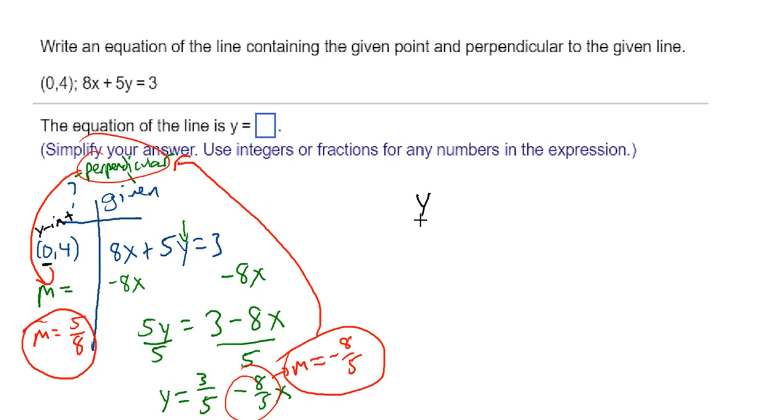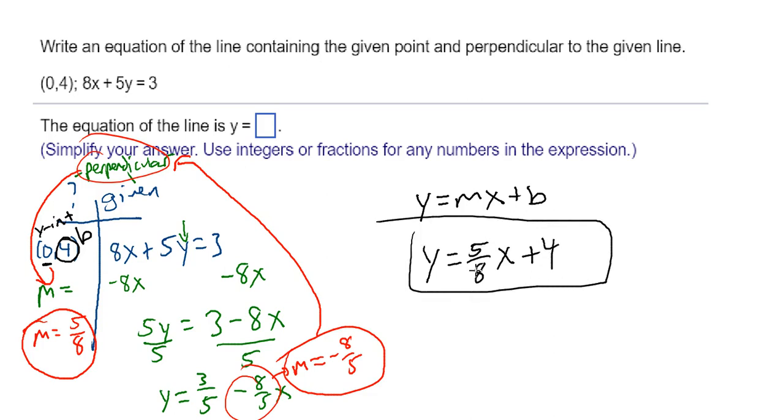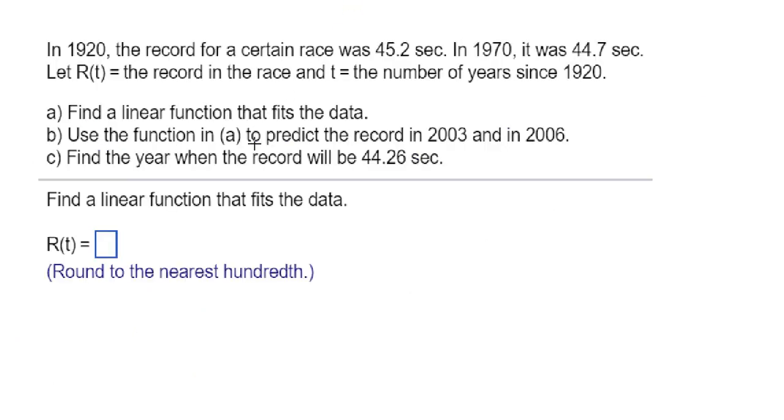Since I have the y-intercept, I'm going to switch back to using this formula. y equals mx plus b. And m is equal to 5/8. And because I was given the y-intercept, that tells me b, right? b is equal to 4. And so that's the answer. That's the equation. So if you did it the other way with the point-slope formula, like I said, it might be a little bit more work, but you would end up with the same exact answer if you did everything correctly. All right. So let's take a look at a couple of these application problems here.